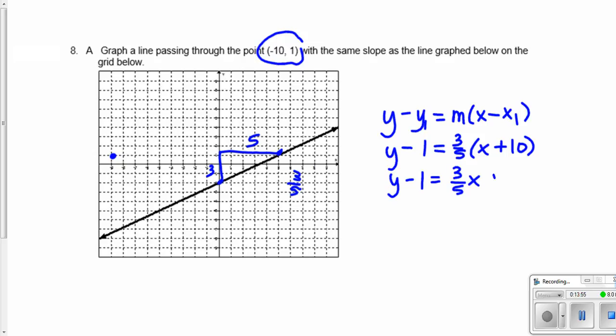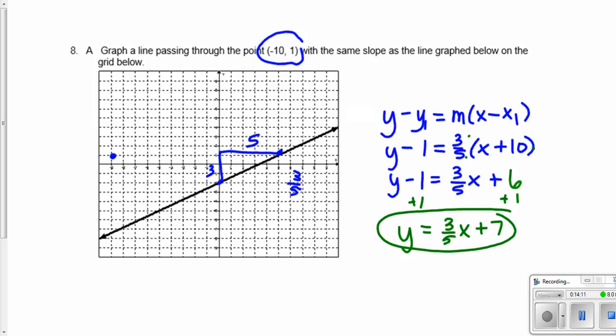3/5 x plus. Again, to multiply these kind of things quickly, you just do top times top. So 3 times 10 is 30, then divided by the bottom. 30 divided by 5 is 6. Add 1 to both sides, so y equals 3/5 x plus 7. Now, go back and read my instructions. It says graph a line. So I actually didn't even care for the equation, but obviously that was the connection to the lesson.